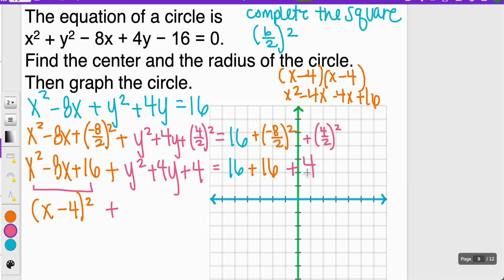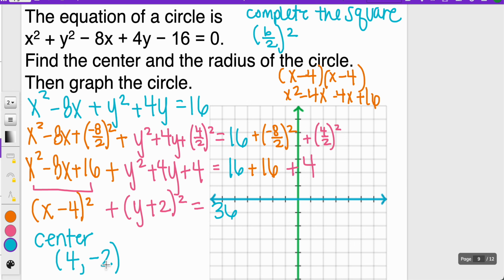Now, this is going to help me find my center. So my center, because this is x minus 4, that means my center is positive 4. And then this should be y minus k. So that was y minus negative 2. That's where we get a negative 2, because we were seeing that reciprocating in the previous examples. And then my radius is just going to be the square root of 36, which is 6, okay?